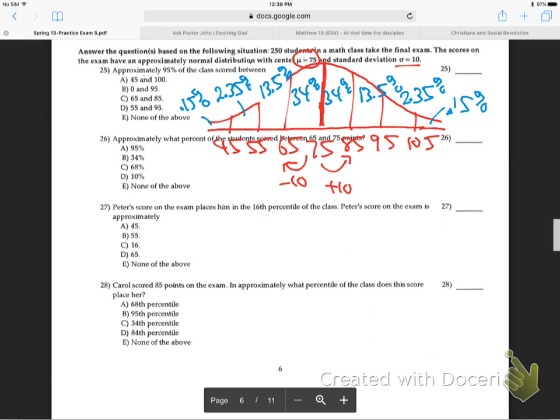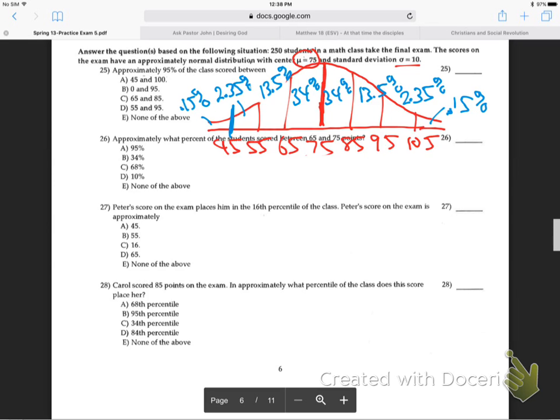They say approximately 95% of the class scored between blank and blank. We could just try it out. What's their first one? 45 and 100. 45 would be right here. 100 isn't even one of my numbers. That's just wrong, so I'm going to skip A. Why do I know A is not right? 100 is not even one of my numbers on the bottom there. I have 95 and 105. It's not going to be A.